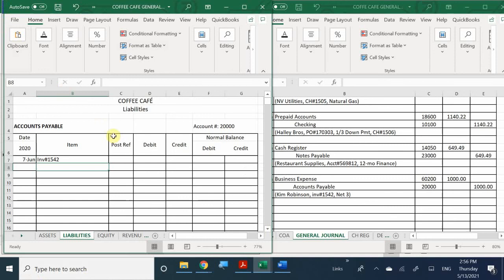Once again, post reference, this transaction happened on General Journal 2. And this time we're going to credit because now we owe money. We owe $1,000. Because this is our very first transaction, I'm going to leave it as is here. But when we dive into the second transaction for our accounts payable, that's where I'll enter in the formula.